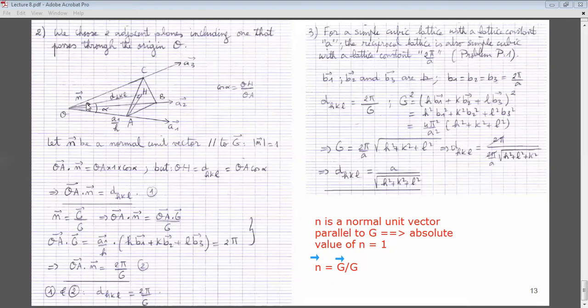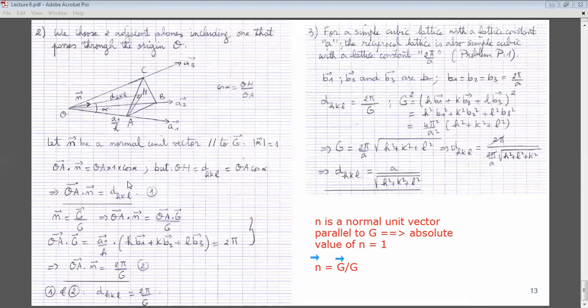Okay, so this is vector n, which is a unit vector parallel to G. Remember that G is perpendicular to this plane ABC. So OA dot n is equal to what? It is equal to OA times the absolute value of n, which is 1, times cosine alpha, which is the angle between OA and n.